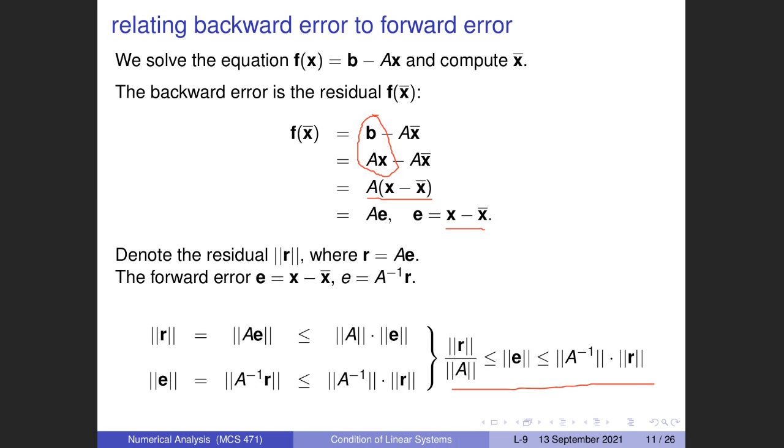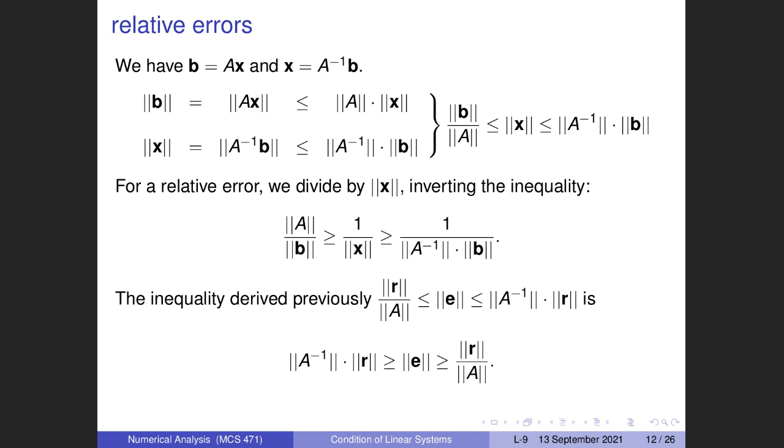That's a very first important relation. But actually we are often and mostly interested in relative errors. So the relative error is the absolute error divided by the size of the number that you're trying to compute. So we will derive the relative errors, but first let's do the same game that we played with the errors, the residual and the forward error. Let's do this also now on the B and the X.